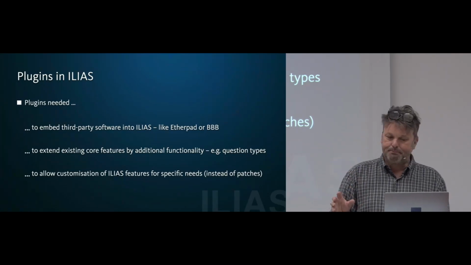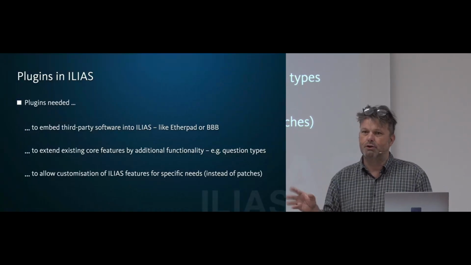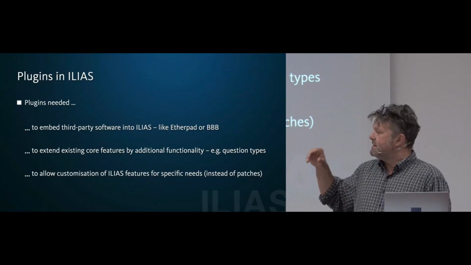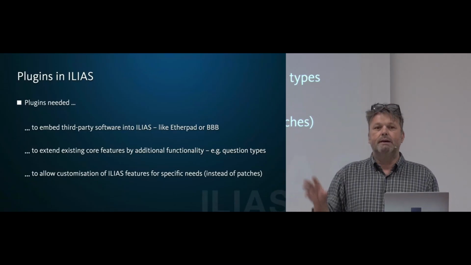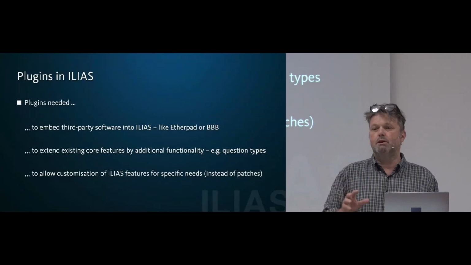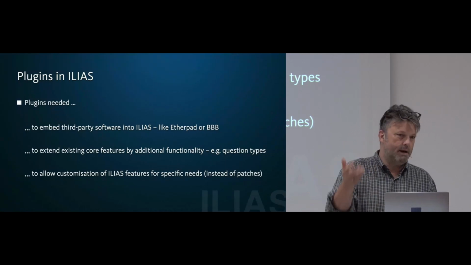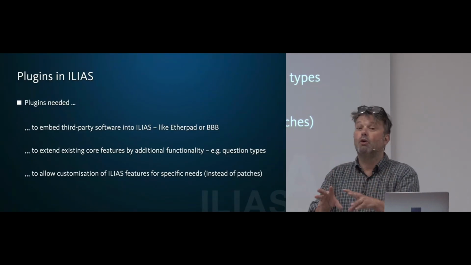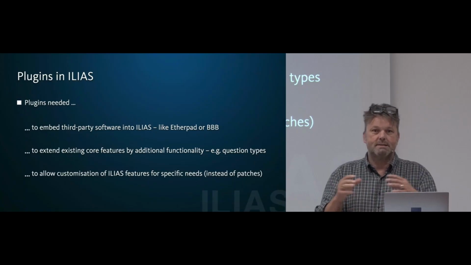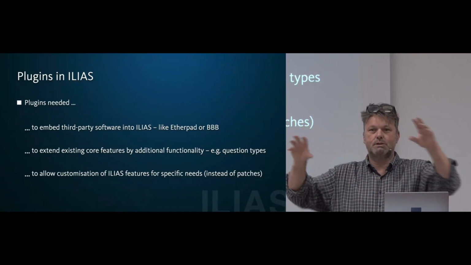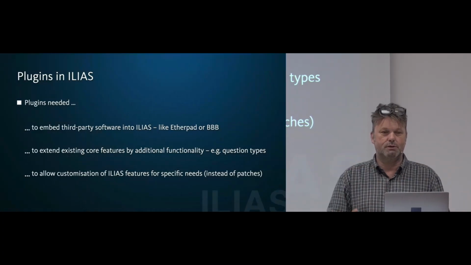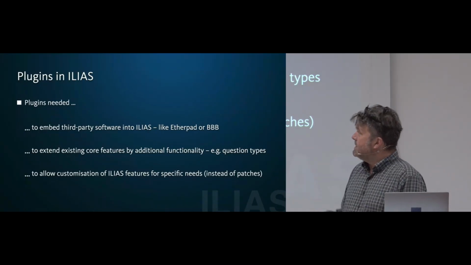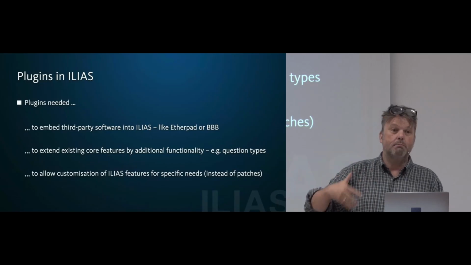Well, the first one is to embed third-party software systems, things like Etherpad or Big Blue Button or whatever. So external software that you want to use within your ILIAS. You want to control the access to these tools, maybe by role-based access control. You want to present it in the layout of your installation, but you don't want to have the source code in ILIAS. And that's really what we don't want. We don't want all the source code of these tools in the source code package of ILIAS, because it's already that big. We don't want to get additional dependencies. So one option here is to create a plugin and to connect it.